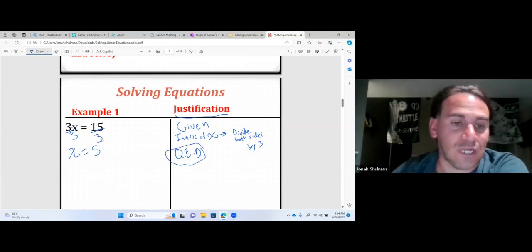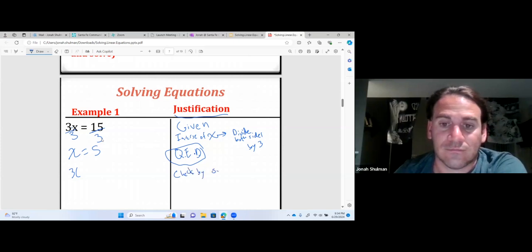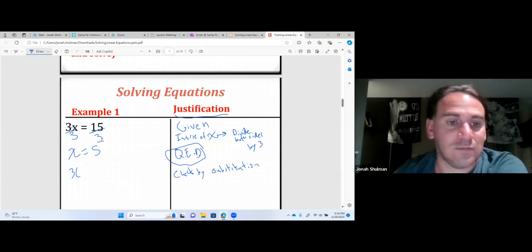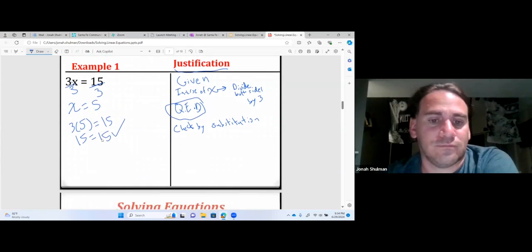And then we could do a little check. So we can substitute in for the check. So check by substitution. And this is really helpful because it gives them like the start of what they're working on. Is 3 times 5 equal 15? You just substitute the 5 for the x. 15 equals 15, and we're good to go.